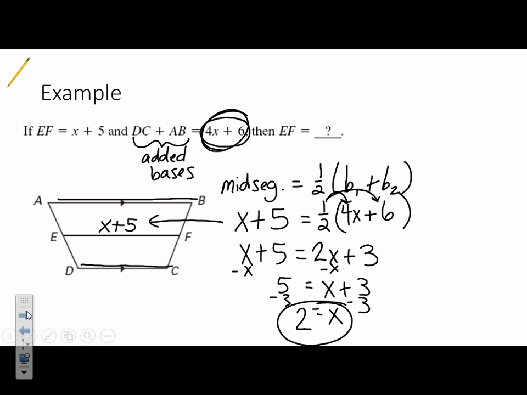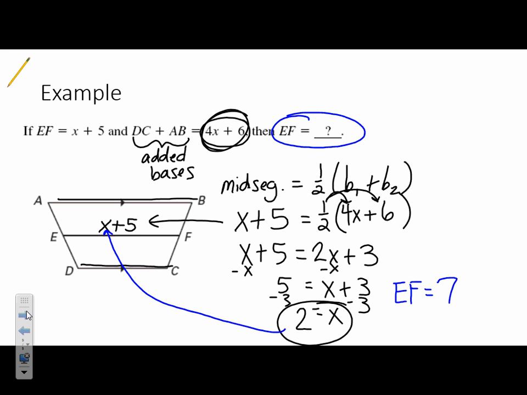Now can we find how far it is from E to F? Because it wasn't just find x, it was find out how far it is from E to F. If I plop that 2 right there, I would know that E to F is 2 plus 5, or 7. Okay? So using algebra, we can also solve some of these things if we think about that midsegment formula as something that's useful for us when we want to calculate missing pieces. Okay? So I want to thank you for taking good notes, and we'll continue to work on these shapes.